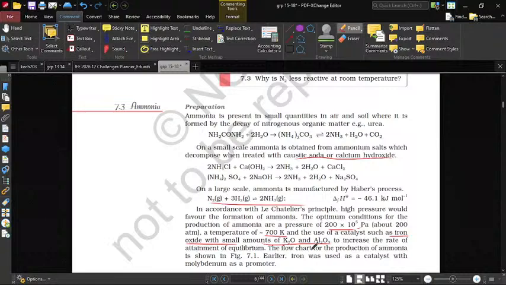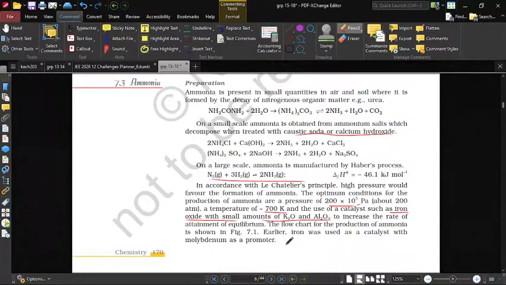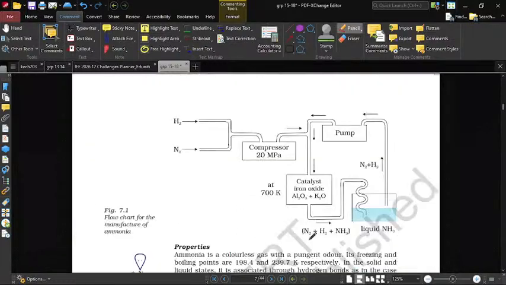The flow chart of the production of ammonia is shown in figure 7.1. Earlier, iron was used as a catalyst with molybdenum as a promoter. Okay, iron catalyst and molybdenum as promoter.